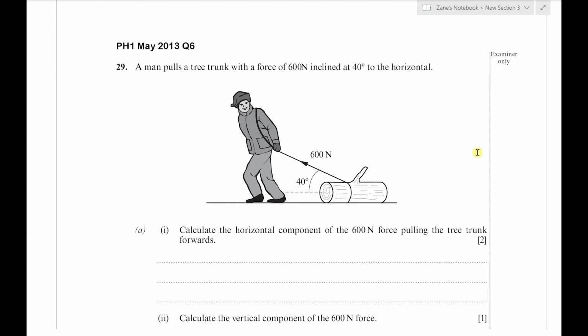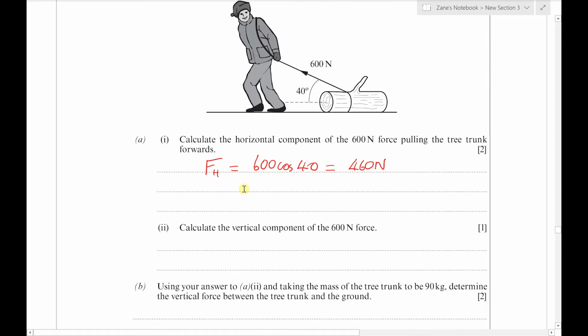If I call this, for argument's sake, FH, then remember to resolve a force in a particular direction, we just multiply the force by cos of the angle that we turn through to get to the direction that we need. So here FH is going to be 600 cos 40. Just make sure you're not in radians mode on your calculator. When we work that out, it comes out as near enough 460 newtons, and I'm going to store that in memory A of my calculator because I'm going to use it again a little bit later on.